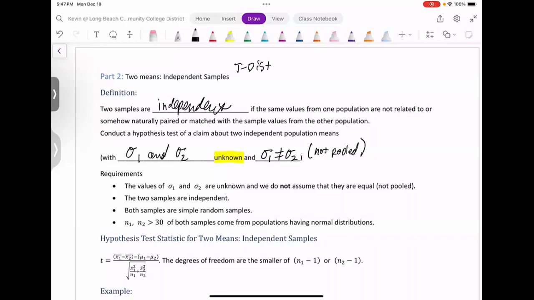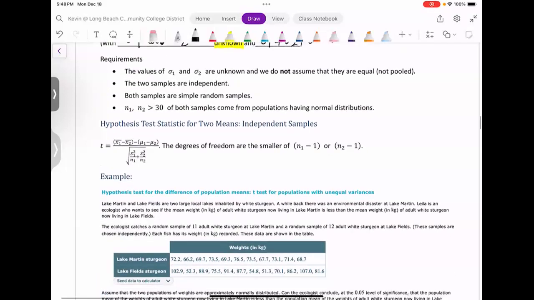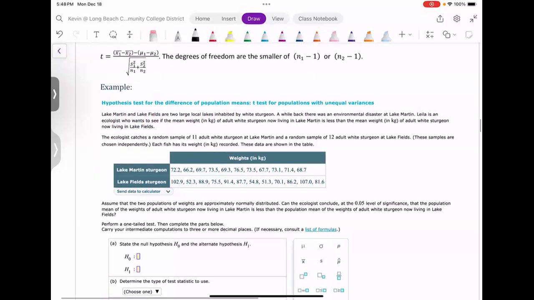Our requirements: sigma sub 1 and sigma sub 2 are unknown, and we do not assume that they are equal, so they're not pooled. The 2 samples are independent, both are simple random samples, and they're either both normally distributed or their n is larger than 30 for both. Now here's the hypothesis. I didn't show you the formula for the z, it's pretty much the same, but we don't necessarily have to use this. What we are going to need to do is find the degrees of freedom by it being the smaller of the 2 sample sizes. And let's get started.